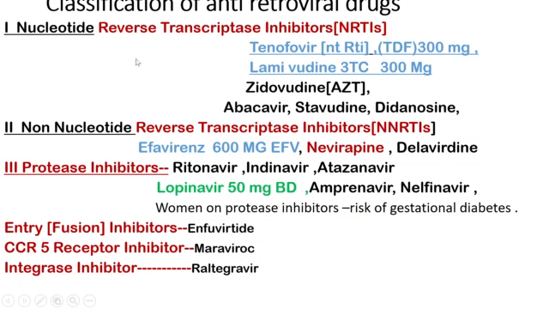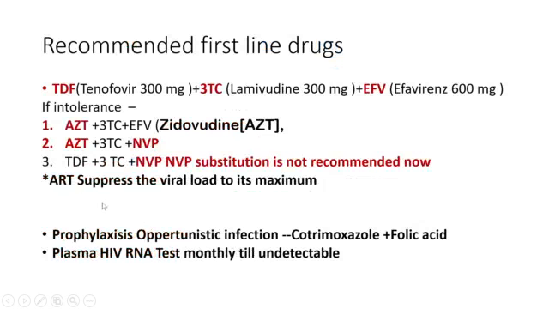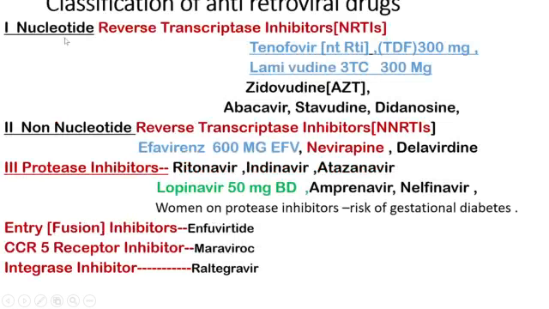What is the classification of these antiretroviral drugs? There are nucleotide reverse transcriptase inhibitors, non-nucleotide reverse transcriptase inhibitors, and protease inhibitors. The rest are entry inhibitors, CCR5 receptor inhibitors, and integrase inhibitors. Among the nucleotide RTIs, tenofovir or TDF 300 mg per day is used, and lamivudine, that means 3TC, 300 mg per day is used.